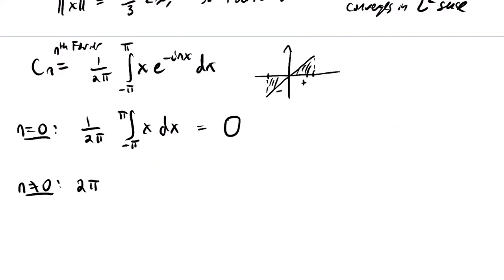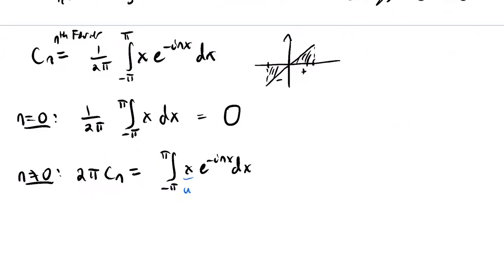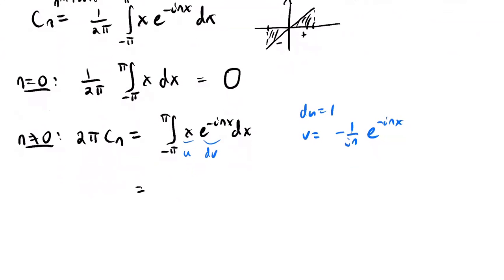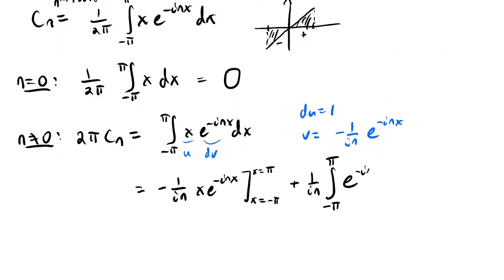Let me move the 2 pi over to clear up some of the notation. Then 2 pi times Cn is equal to the integral from minus pi to pi of x times e to the minus inx dx. Let's integrate by parts. My x will be the u, and this will be the dv. Then du is equal to 1, and v is equal to minus 1 over in times e to the minus inx. So for the boundary terms, I have minus 1 over in times x e to the minus inx evaluated at the boundary points minus pi and pi. Then I have minus the integral of du, which is 1, times v. I get a plus because the minus signs cancel: 1 over in times the integral from minus pi to pi of e to the minus inx dx.